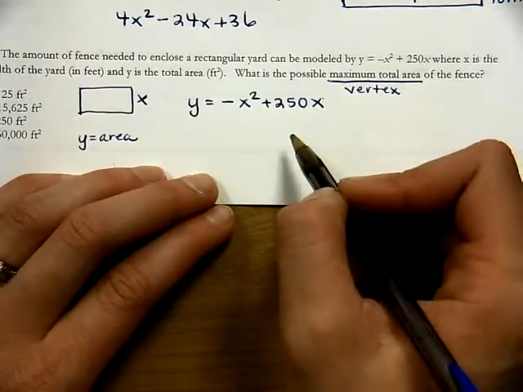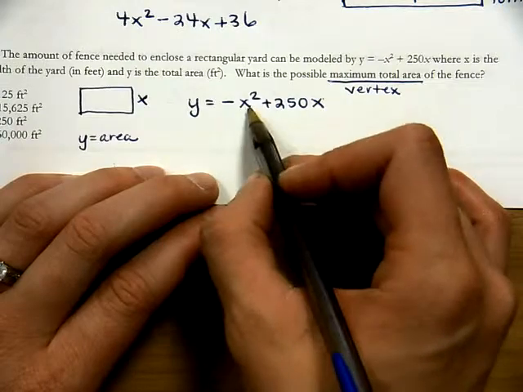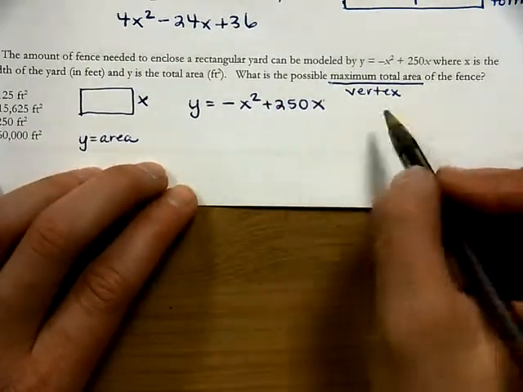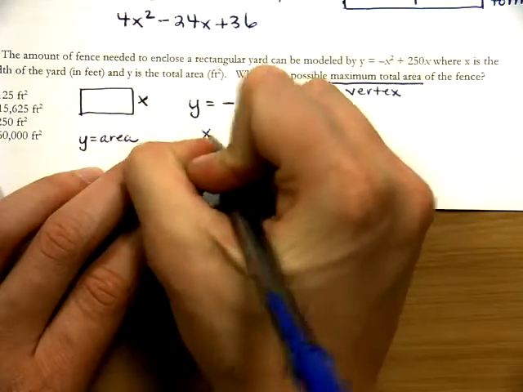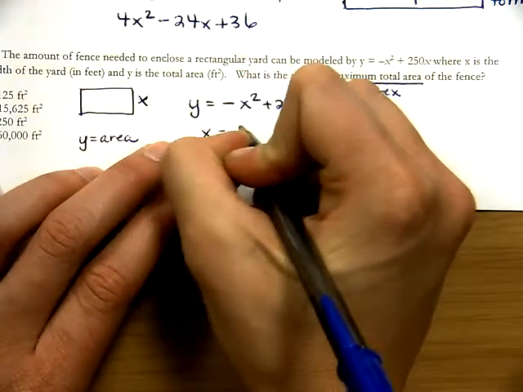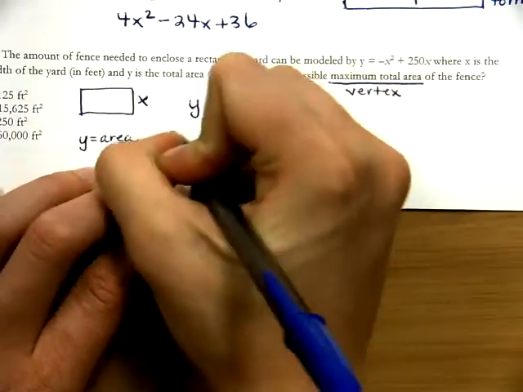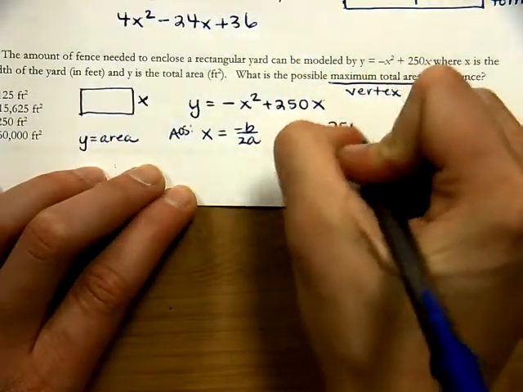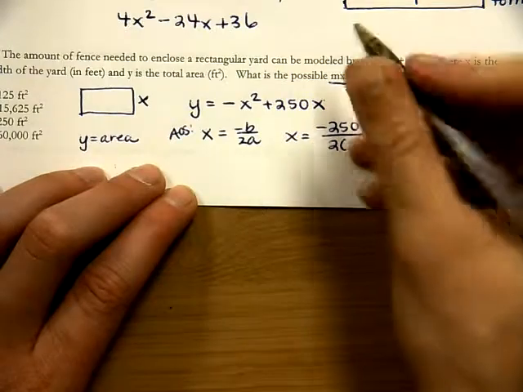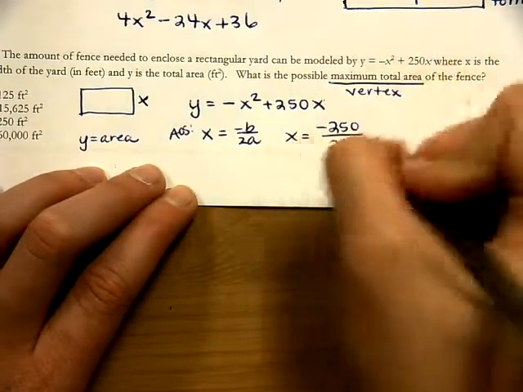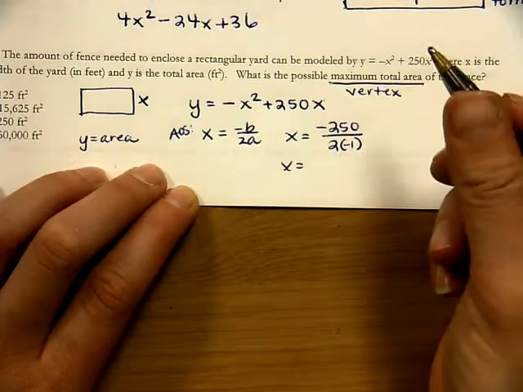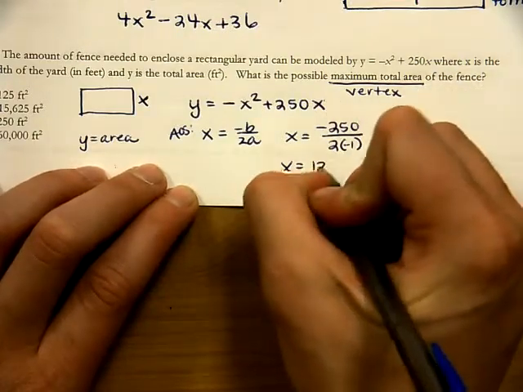There's a few different ways we can do this. One way is to look at this and say, well, this is standard form, x squared and an x. So to get the vertex in standard form, I do x equals -b over 2a for my axis of symmetry, or x equals -250 over 2 times -1, or x equals a positive, what would that be, 125.